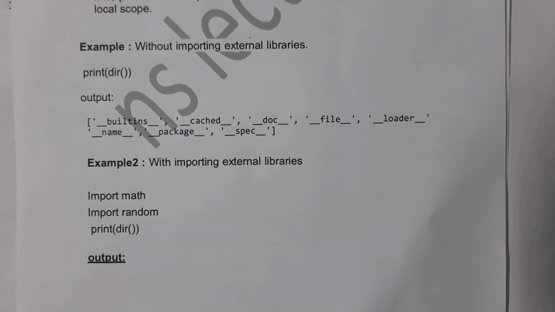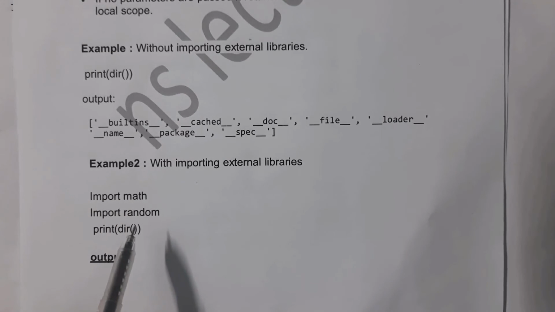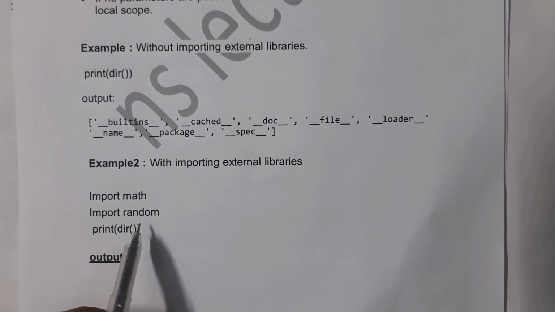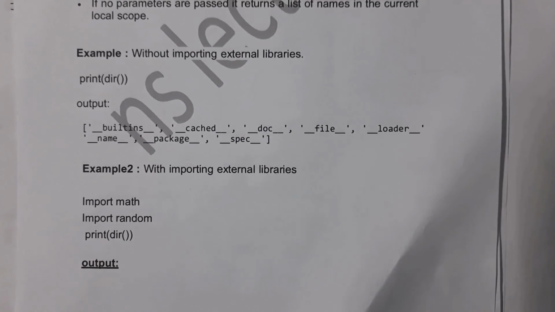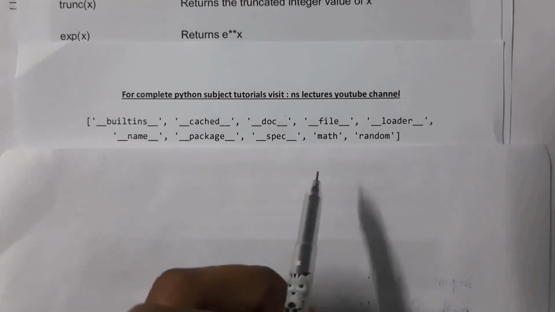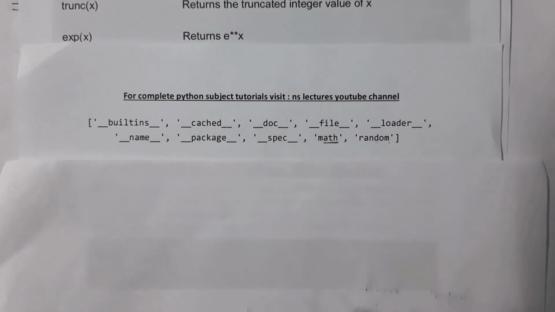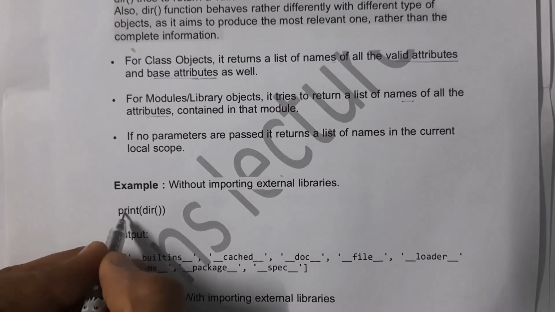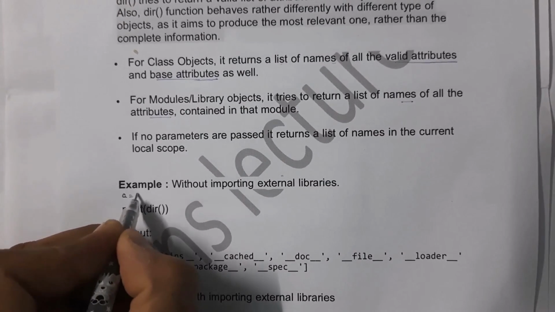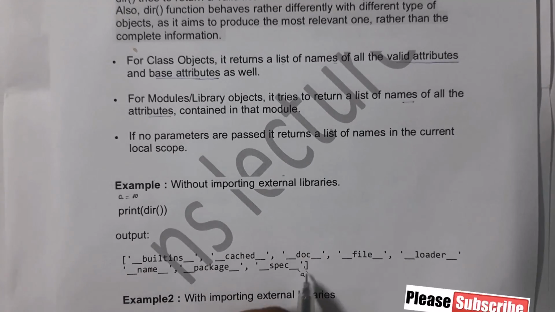This is an example with importing external libraries. For example, here at first I am importing the math module, so I wrote import math. Next I am importing random. This random is also a module. And next I wrote print dir. Whenever you run this code, this is my output. You will get all attributes and at last it will print math and random. These two are modules which I imported before writing print dir. For example, before print here, if I write a equal to 10, these are all names present in my scope, and at last it will print a, where a is the variable name.